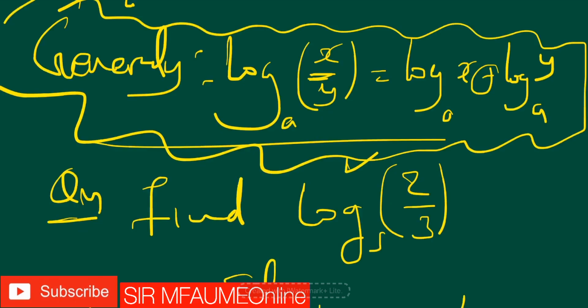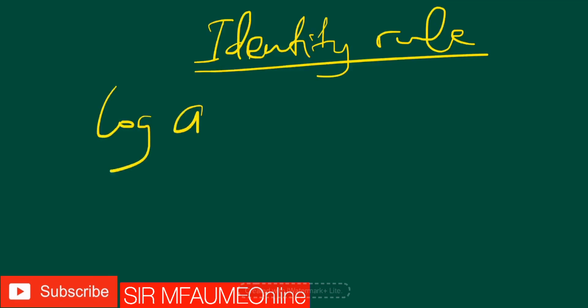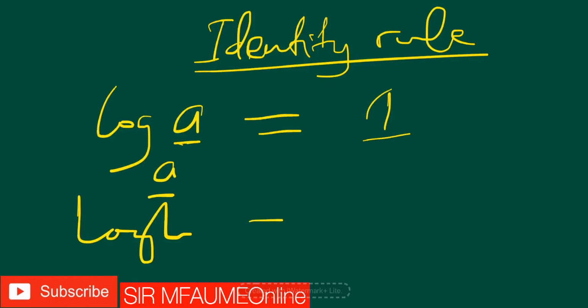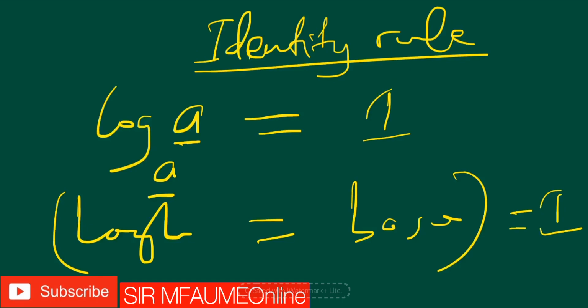Okay, let us move. After the quotient rule, we have another one, what we call the identity rule. For the identity rule, suppose you have log a base a. This is actually equal to 1, because your logarithm is equal to your base. So in case the logarithm is equal to the base, then the answer must be equal to 1.